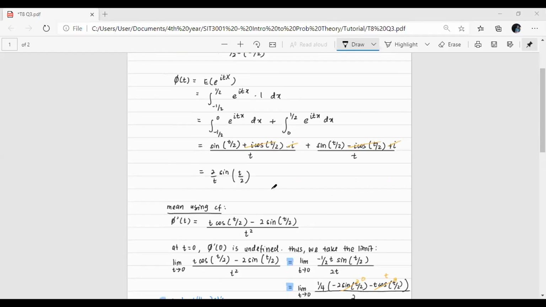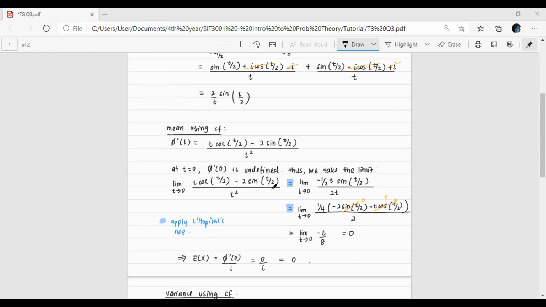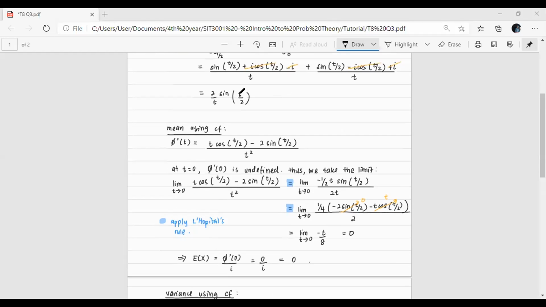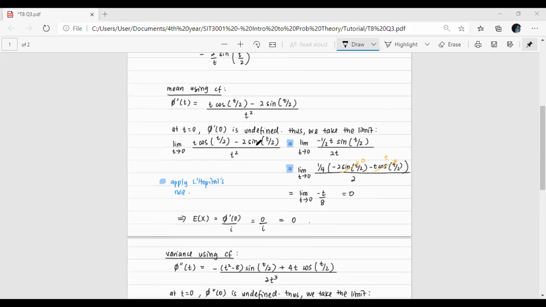Next, we find the mean using the characteristic function. So first we differentiate the characteristic function here, and I got this answer. And then to find its mean, we have to substitute t equals 0 in this derivative. So at t equals 0, phi prime of 0 is undefined. So we take its limit.